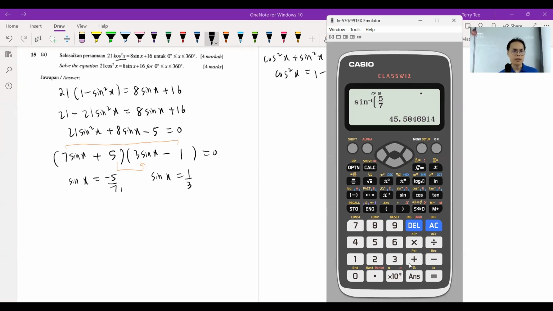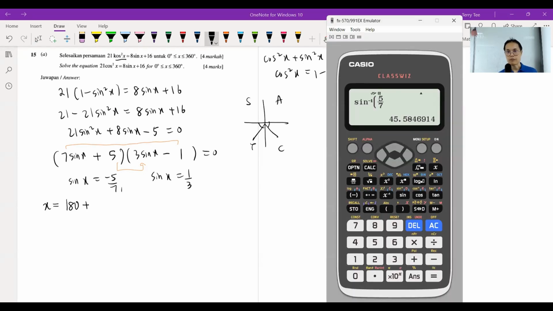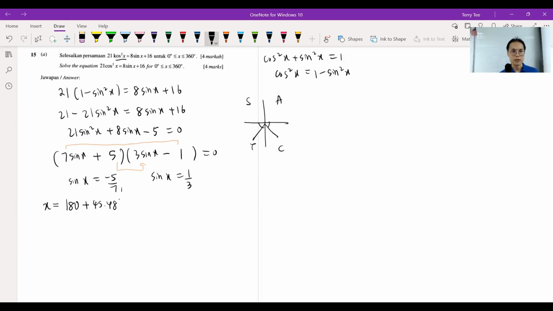Okay, I think I no need to write this lah. We know sine is negative in quadrant 3 and 4, right? ASTC, yeah? All science teacher crazy. Okay. Sine is negative quadrant 3 and 4. So I take 180, quadrant 3, 180 plus my reference angle here, 45.58. Okay. And 360 minus 45.58.